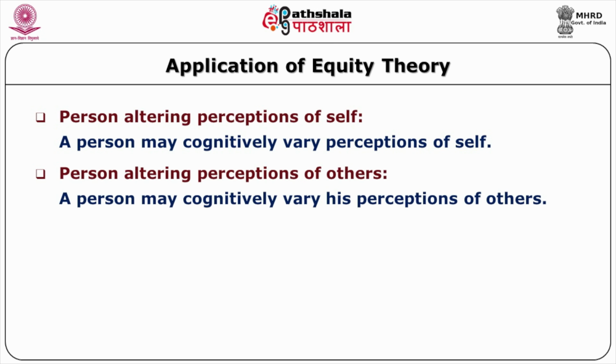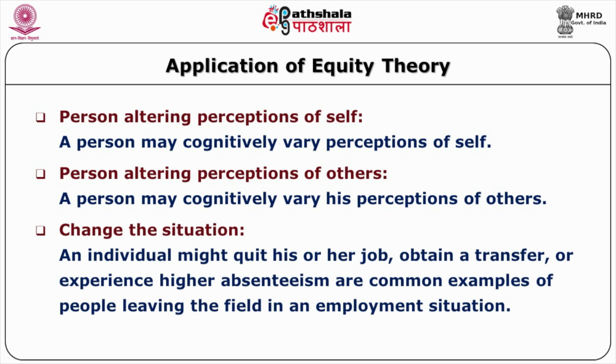The fourth inequity reduction method. Person altering perceptions of others. A person may cognitively vary his or her perceptions of others. For example, if I feel others' outputs in the form of salary is more than my outputs, then I would convince myself that others put in a lot of hard work, give more time, show more commitment, and hence they deserve the higher pay package.